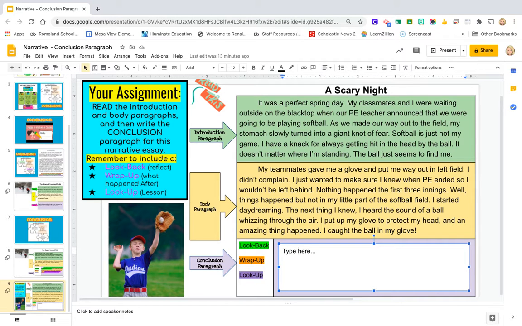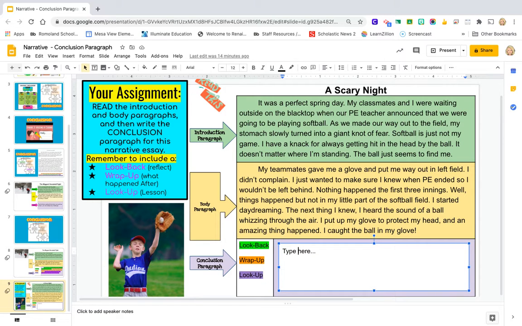My teammates gave me a glove and put me way out in the left field. I didn't complain. I just wanted to make sure I knew when PE ended so I wouldn't be left behind. Nothing happened for the first 3 innings. Well, things happened, but not in my little part of the softball field. I started daydreaming. The next thing I knew, I heard the sound of a ball whizzing through the air. I put up my glove to protect my head, and an amazing thing happened. I caught the ball in my glove.